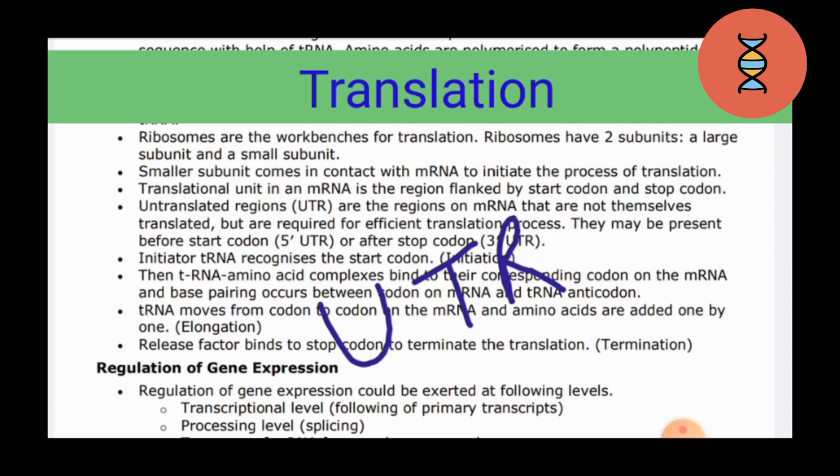Now one more point I added along with them, that is the release factor. What is a release factor? Children, during termination, one release factor attaches with the stop codon of mRNA and translation ends after that, right? So the complete polypeptide chain is released from the ribosome, and the mRNA is also released, right? So that is known as the release factor. When it comes in contact with the release factor, the polypeptide chain separates, right? So this is about translation.